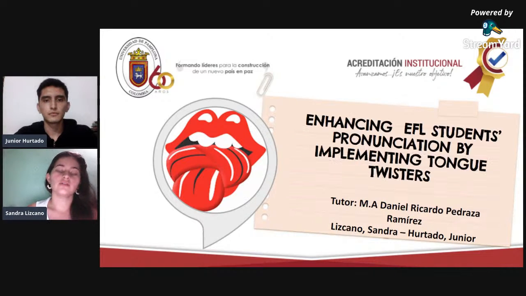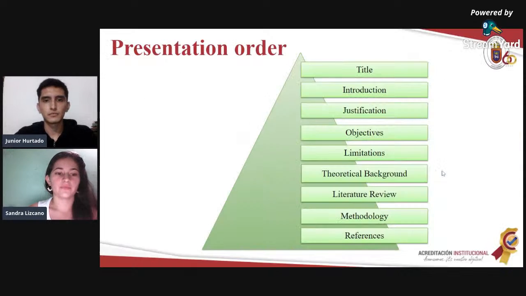We are foreign language students from the University of Pamplona and we are going to present our pedagogical project, enhancing EFL students' pronunciation by implementing tongue twisters. So in order to present our project, we are going to start with the introduction, also the justification, objectives, limitations, theoretical background, literature review, methodology, and references.